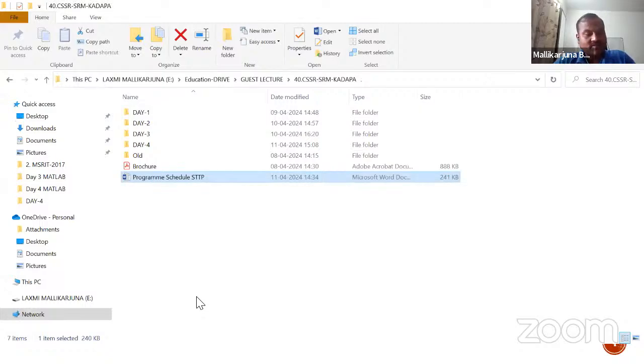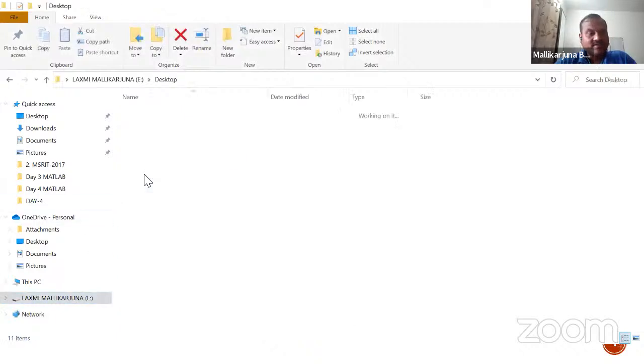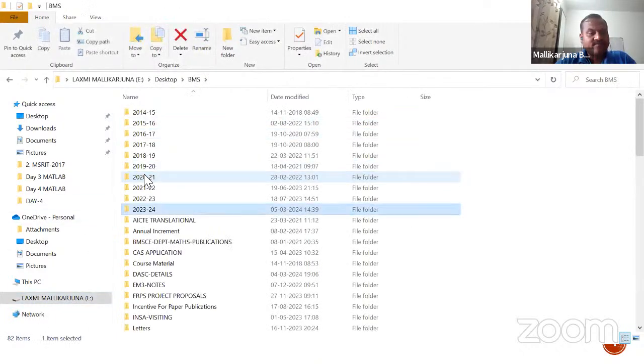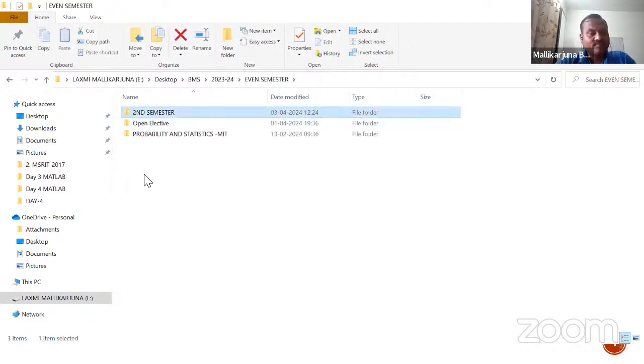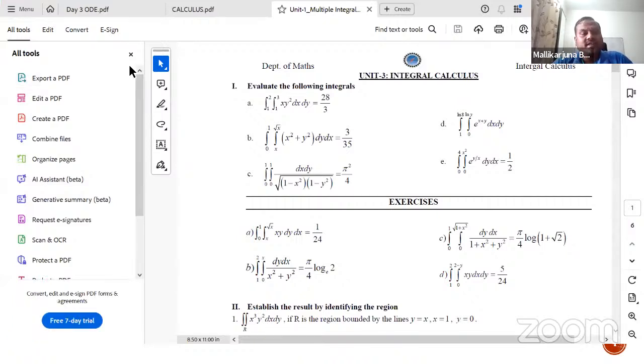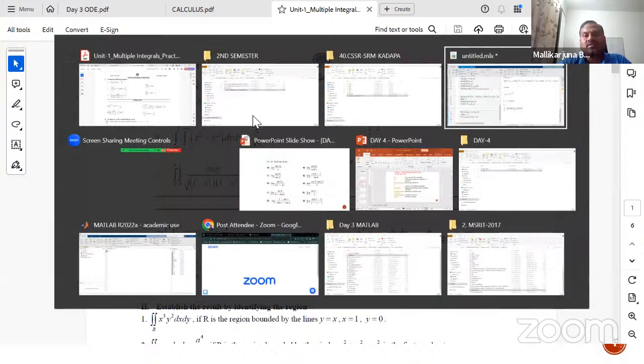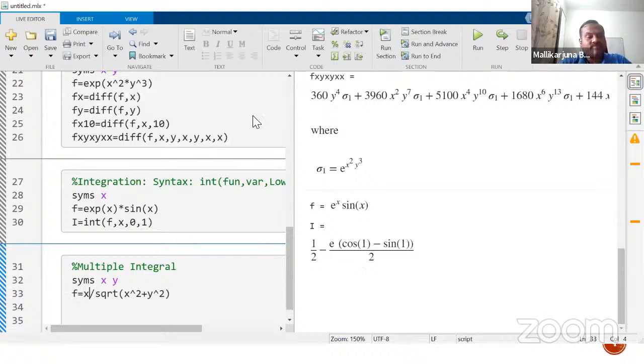Let me open certain questions regarding this. Then it is good for this. Just take any one of the problem here. Let me take the first problem only, integral 1 to 2, 1 to 3, x y square. X y square is the function.